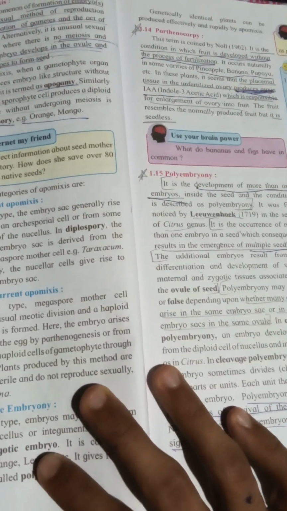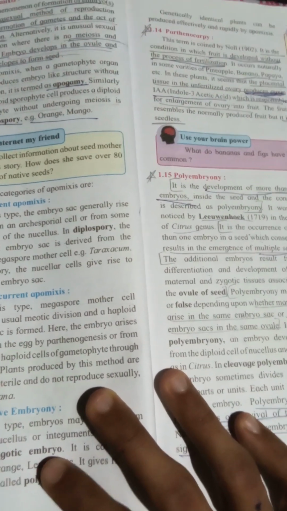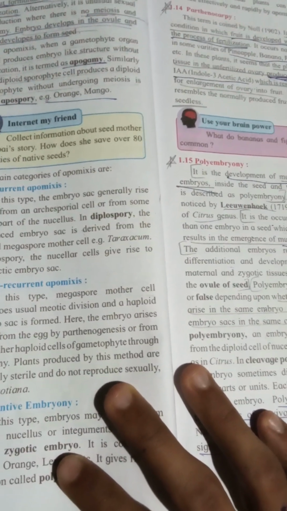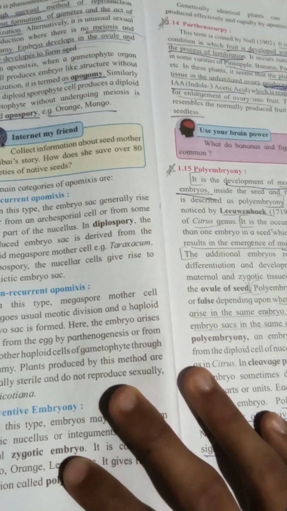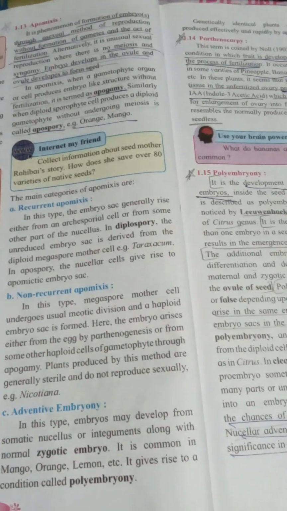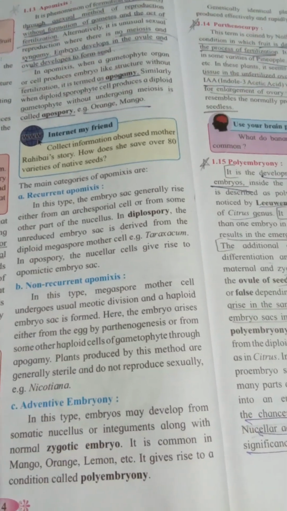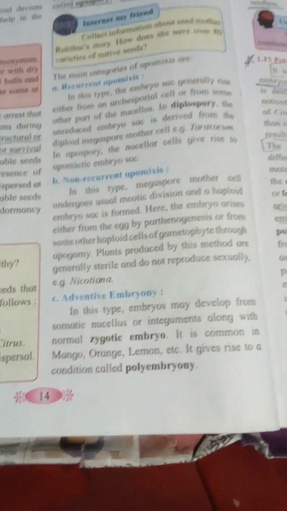In apomixis, when a gametophyte organ or cell produces an embryo-like structure without fertilization, it is termed apogamy. Similarly, when a diploid sporophyte cell produces a diploid gametophyte without undergoing meiosis, it is called apospory. Example: orange and mango. Recurrent apomixis.